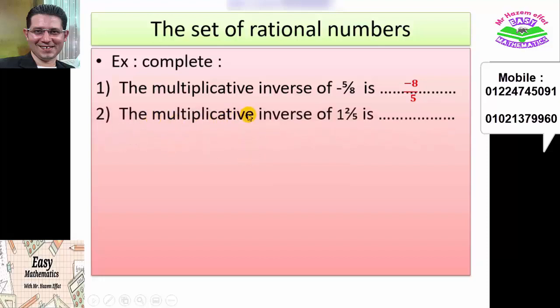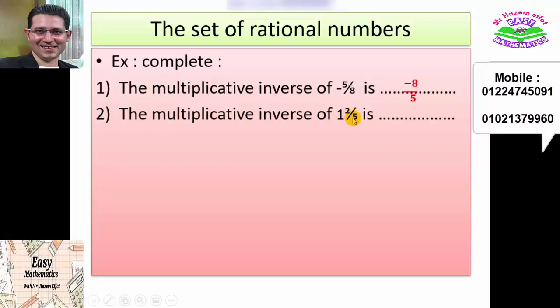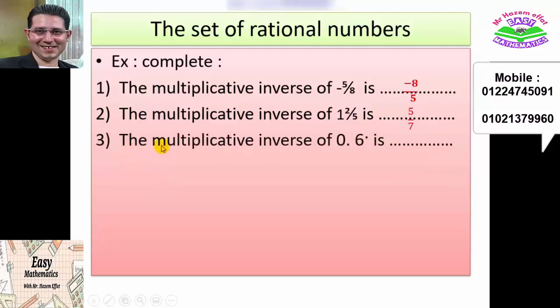Number 2, the multiplicative inverse of 1 and 2/5. Before finding the multiplicative inverse, we must find the fraction, because this is a mixed number. By using my calculator, it will be equal 7/5, and then the multiplicative inverse will be the opposite, it will be equal 5/7.